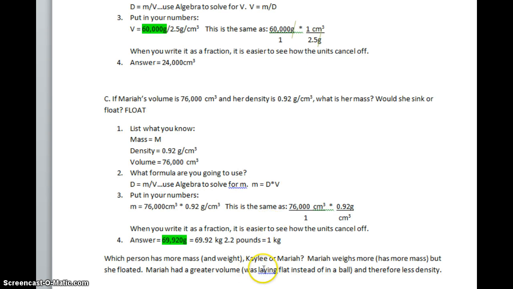What I want you to focus on with this question is whether you float or sink is not based on how much you weigh, but it's based on your density, which is a combination of how much you weigh or your mass and volume or the space that you're taking up.